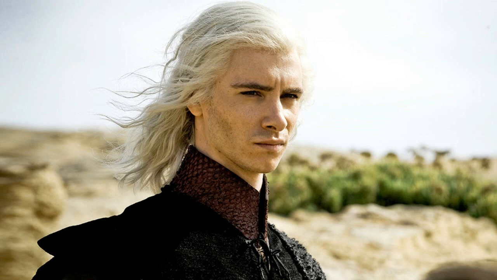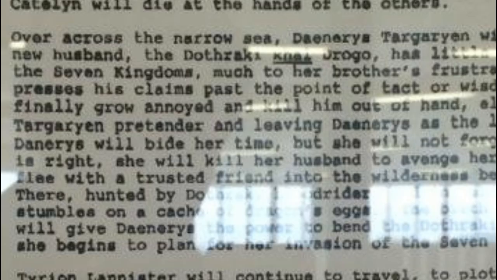Another interesting thing in the plotline was that Viserys was a Targaryen pretender, and Daenerys kills Khal Drogo to avenge Viserys' death. It doesn't say Viserys was a Blackfyre or Viserys was a fake Targaryen. It says Khal Drogo will finally grow annoyed and kill him out of hand, eliminating the Targaryen pretender. I don't know. I don't even have the energy to address that right now.